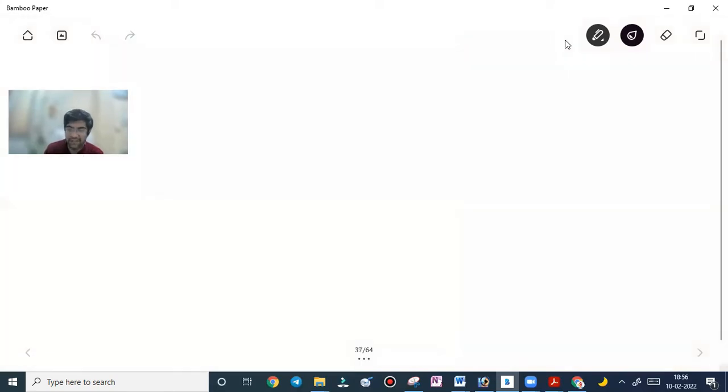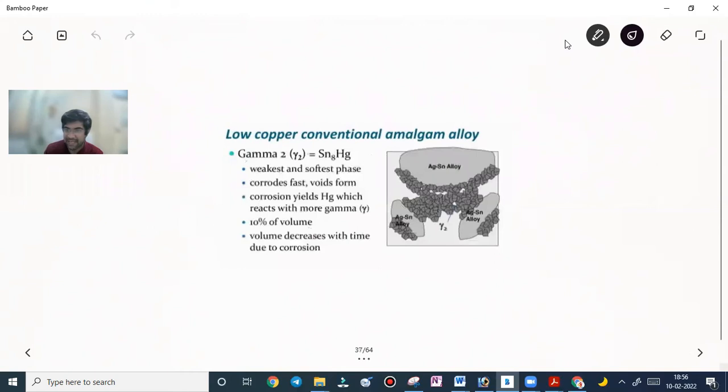The gamma 2 phase, that is Sn8Hg, is the weakest and softest phase. It corrodes faster, and the corrosion will yield mercury, which reacts with more gamma. It forms 10% of the volume. The volume decreases with time due to the corrosion.